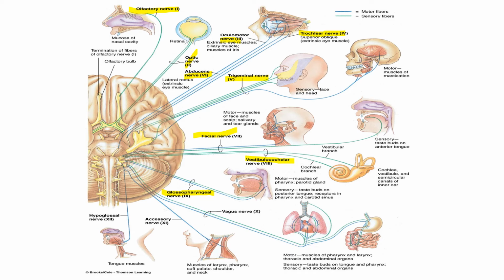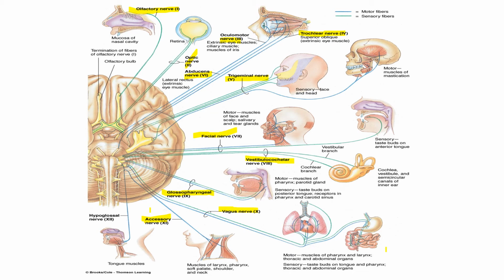Then we have cranial nerve number 10, the vagus nerve. So this is important for both motor and sensory information, where the muscles of the throat and larynx and then thoracic and abdominal organs will be innervated here, and then sensory information of the taste buds on the tongue and the pharynx.